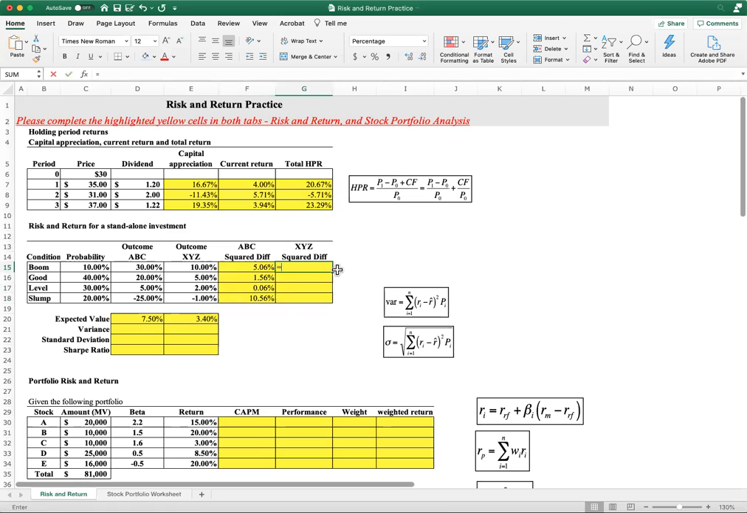For XYZ, we do the same. Equals the probable outcome, 10%, minus the expected outcome of XYZ. And then we press F4 to lock it, okay, to the square. So that's why it's called squared difference. And we drag this down, okay? So now the variance becomes what?